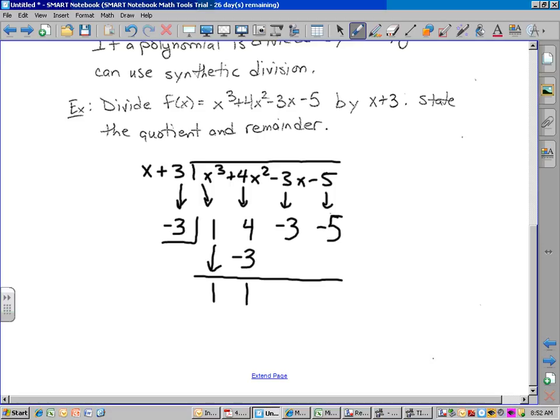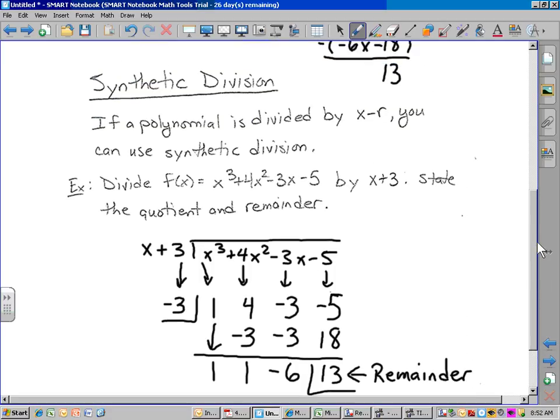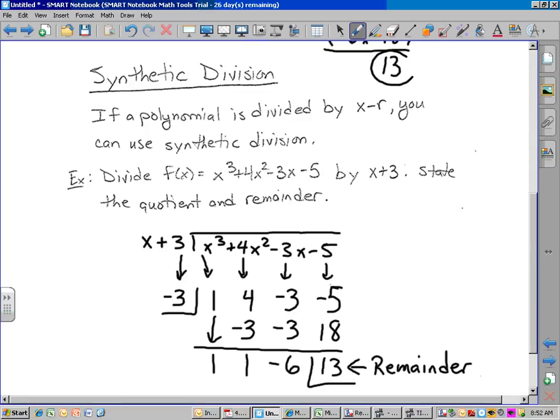Then we take negative 3 times that 1. We get negative 3 again. And then we add. We get negative 6. Take negative 3 times that negative 6 and get positive 18. And we add that, and we get 13, which happens to be our remainder. The exact same remainder we got in the last problem, as you can see right here at the top of the screen, where we did the long division.